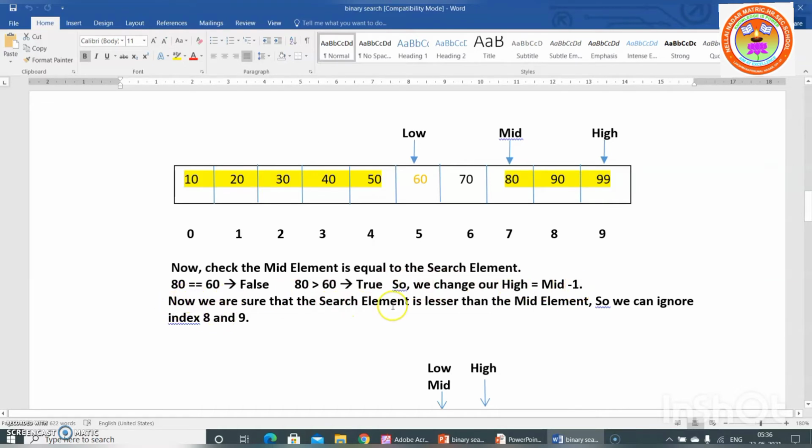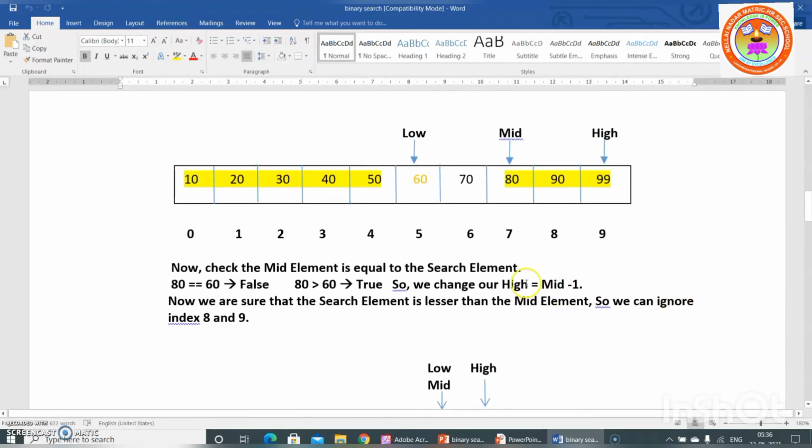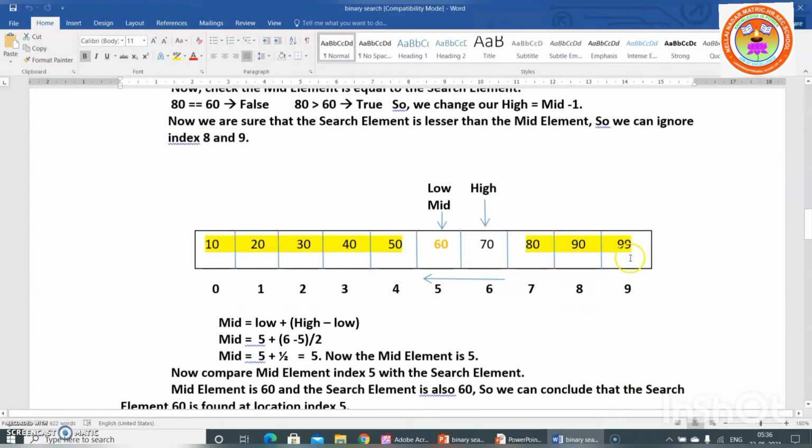Now we are sure that the search element is lesser than the mid element. Naturally, the search element is lesser than the mid element. So we can ignore 7, 8, 9. Okay, understood now. So now mid minus 1, 7 minus 1, 6. So see here, high is equal to mid minus 1. So the high is shifted from 9 to 6. Got it? And low and mid are the same, 60.